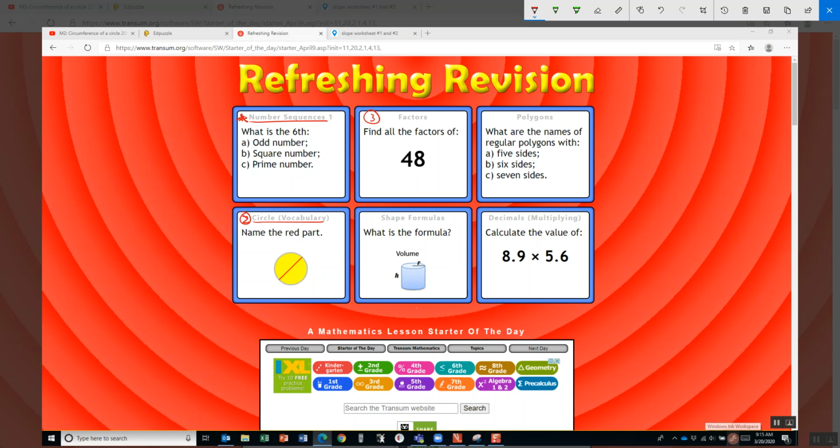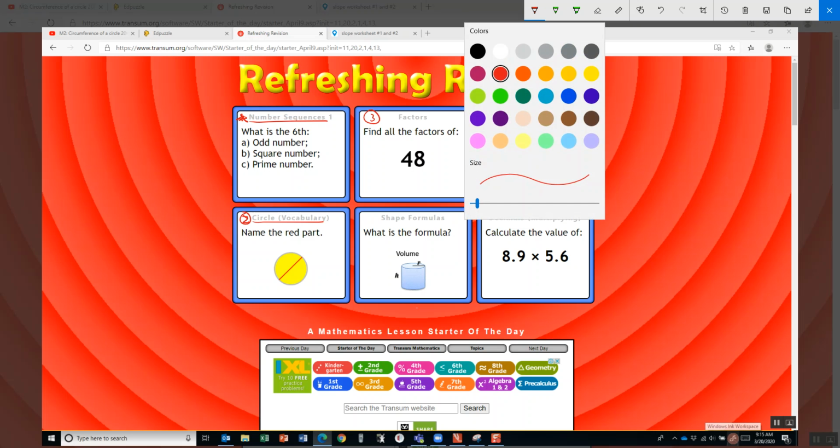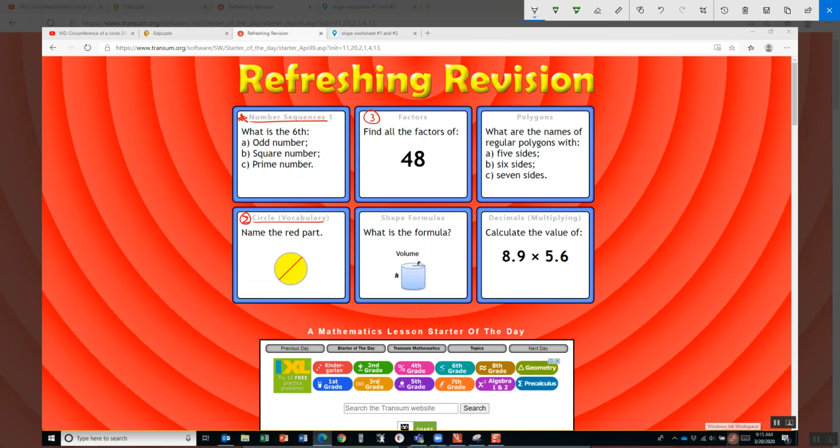All right, so how did we get on? I don't mind if you had to use your books, that's absolutely fine, or a calculator. What I'll do is have a look at your answers, but just to quickly go through it. The 6th odd number: the odd numbers are 1, 3, 5, 7, 9. Have we reached the 6th one? 1, 2, 3, 4, 5, 6. So the answer is 11.